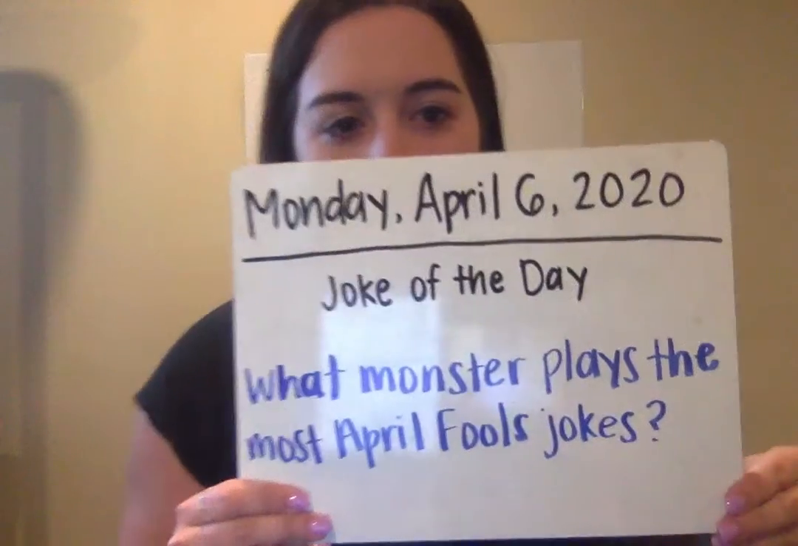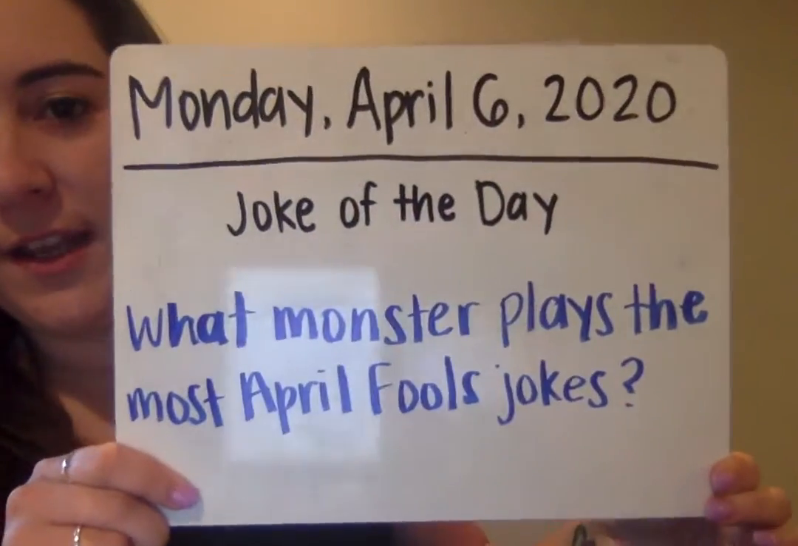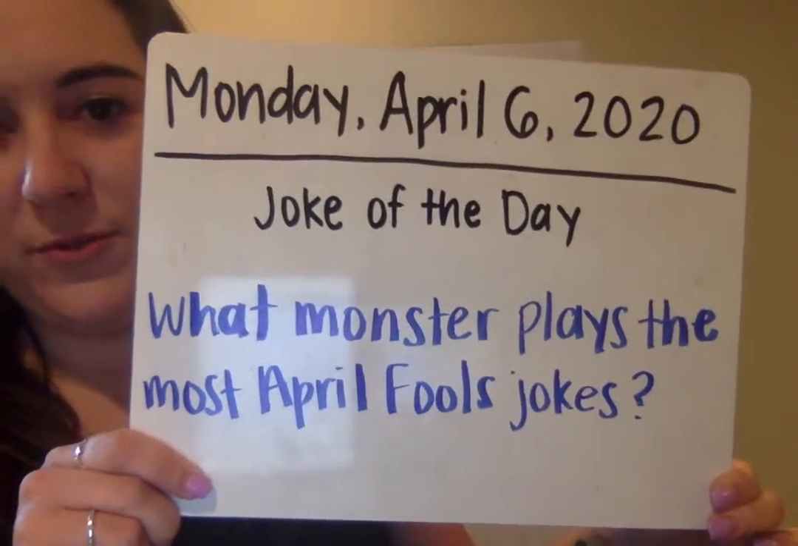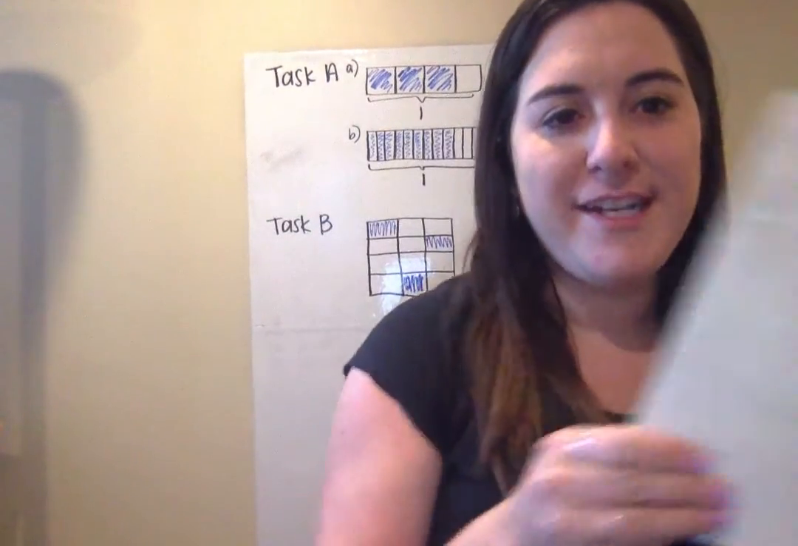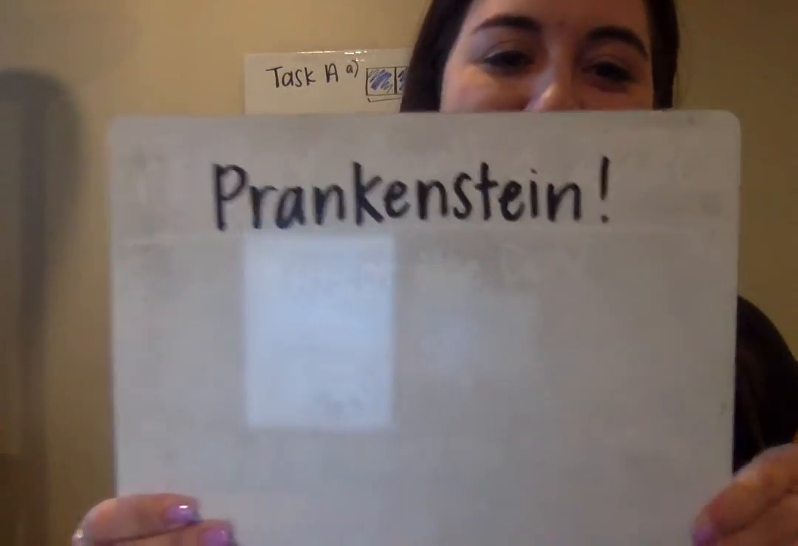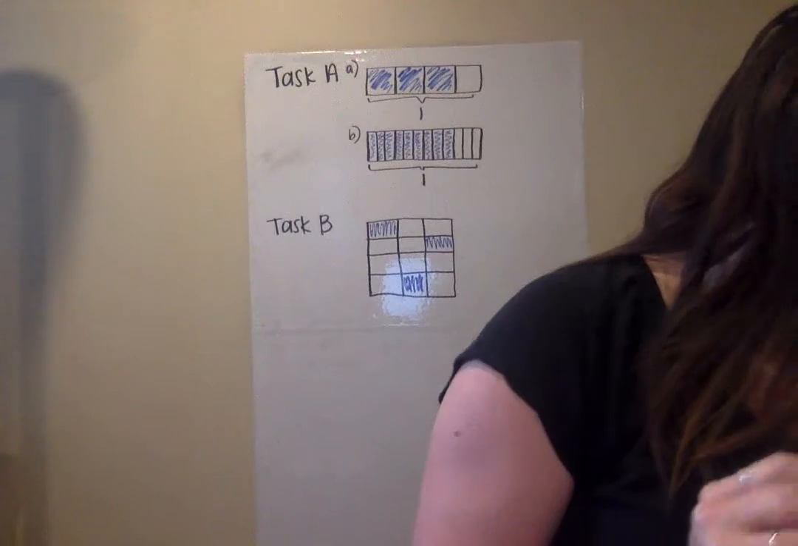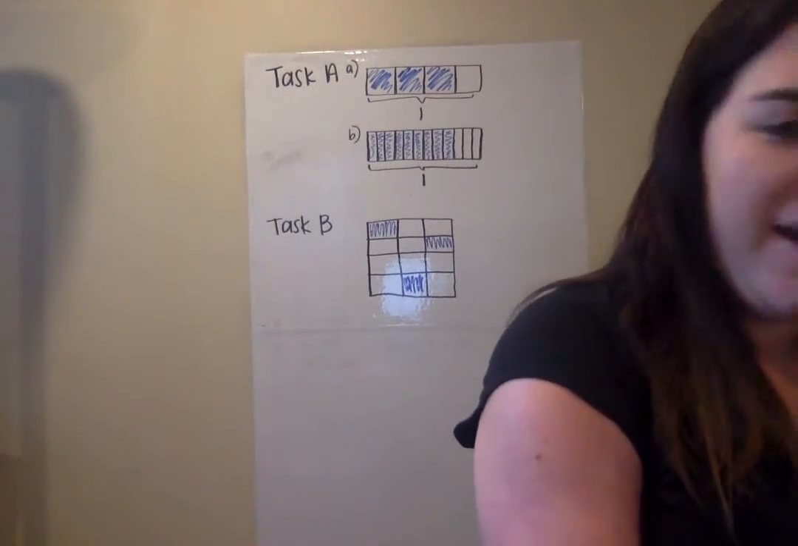It's a new week. Today is Monday, April 6th, 2020, and our joke of the day is, what monster plays the most April Fool's jokes? Okay, ready? The answer is Frankenstein. Like Frankenstein, but pranks. Get it? I forgot I had that joke. Otherwise, I would have obviously used it on April Fool's Day.